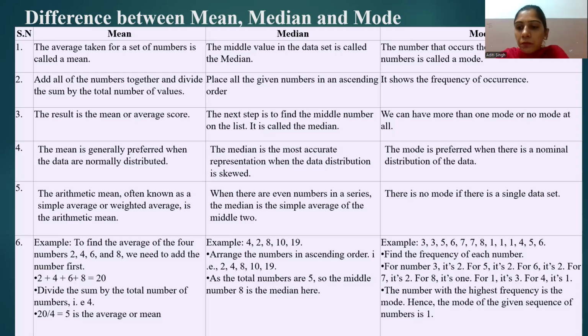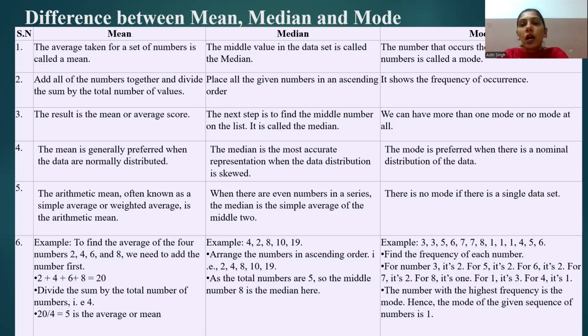When we calculate mean, mean is basically an average that is taken for a set of numbers. When we calculate the average from a given series or a given data set, that is called mean. Now median. The middle value of a given data is known as the median. If we are given a data series, first of all we have to arrange that series in ascending order or in descending order. Then the middle value of that series will be the median.